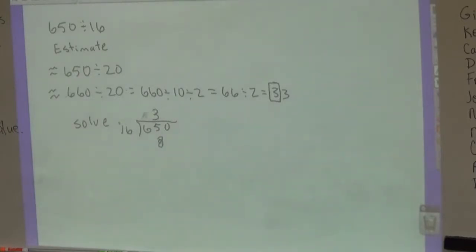Carry the 1. 3 times 1 is 3, plus the 1 is 4. 8 cannot be taken away from 5. There's not enough there, so we have to borrow from this 6. We will take one of the 6 and leave it as a 5, and then that brings 10 units over to the 5. That makes it 15, and 15 minus 8 equals 7. And now 5 minus 4 equals 1.